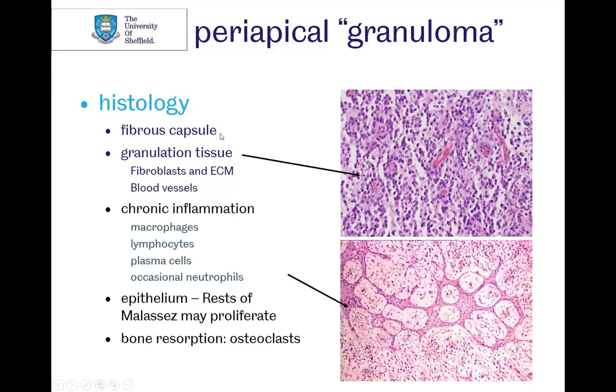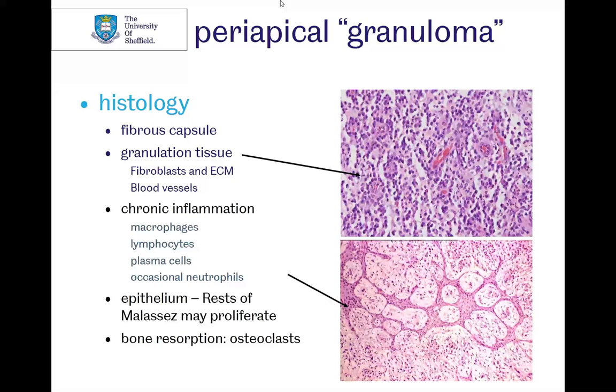Very often it has a fibrous capsule, that is, it's separated from the surrounding bone by an area of relatively uninflamed fibrous connective tissue. But the main part of it consists of granulation tissue, fibroblasts, extracellular matrix, blood vessels, and intermixed within that are a lot of inflammatory cells: macrophages, lymphocytes, plasma cells, and in fact even occasionally neutrophils, even though it is a chronic inflammatory process. The neutrophils are there because, remember I said at some time the balance may be tipped and it becomes acute, and the patient ends up developing an abscess within their periapical granuloma. And so that is an ongoing dynamic process.